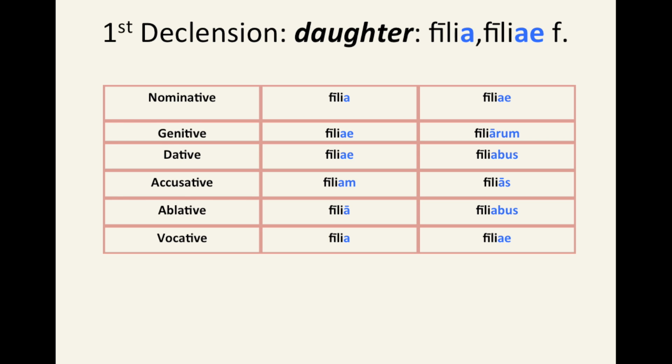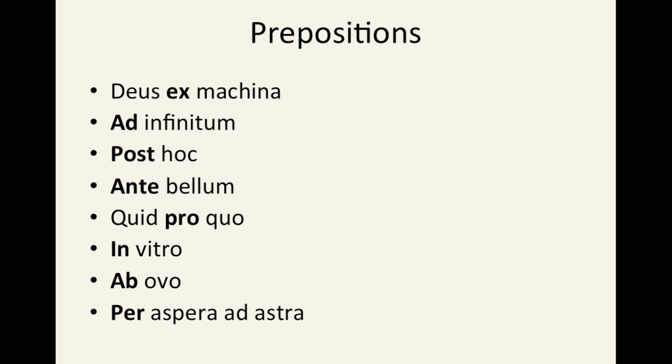Okay, so let's put our new knowledge of declensions to good use. You probably recognise a few of these phrases. They are English phrases that have been borrowed from Latin, and they all include Latin prepositions. The prepositions are in bold for clarity. In Latin, a preposition will usually take a noun in either the accusative or ablative case. Which case it takes depends on which preposition it is. So, for example, you can see the phrase at the top, deus ex machina. Machina is a first declension noun, and in this context, it's in the ablative.